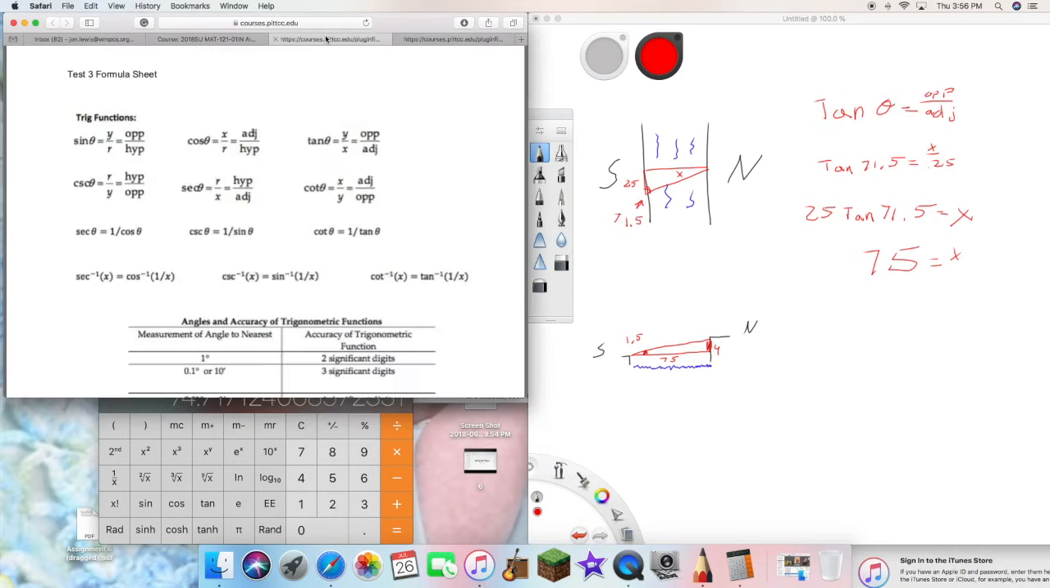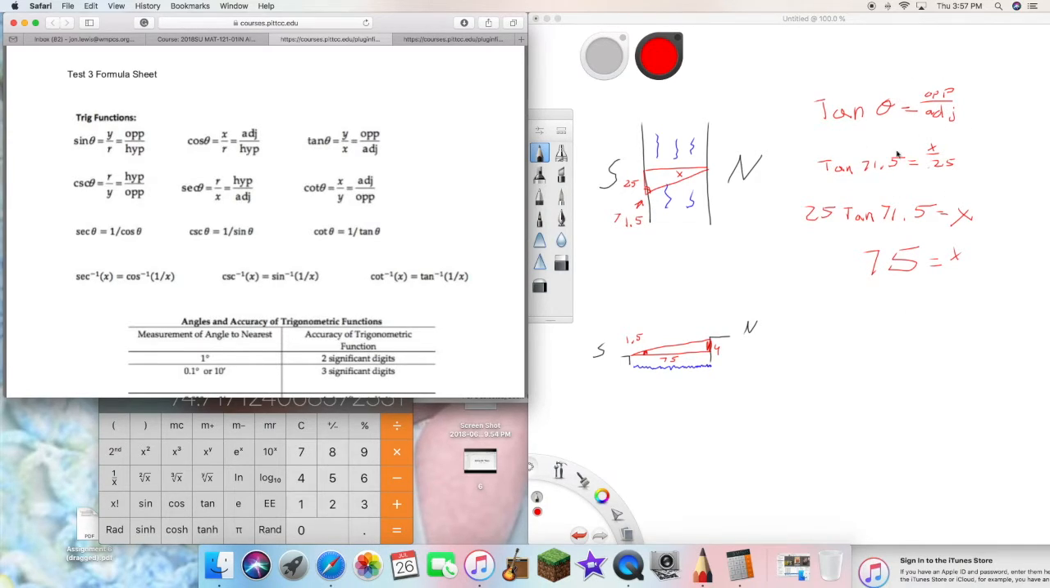Well, again, we need to look at our trig functions. Since I know that I'm dealing with my opposite and an adjacent, which one of these three works with it? Well, it happens to be tan again, because that's opposite and adjacent. Notice how these have hypotenuse. Well, I don't know the hypotenuse. The only things I do happen to have right now are opposite and adjacent. So that means I'm going to use tan of theta is equal to opposite over adjacent.